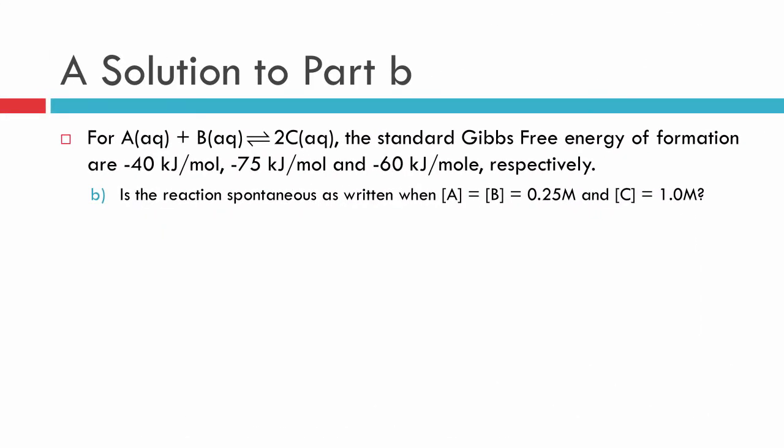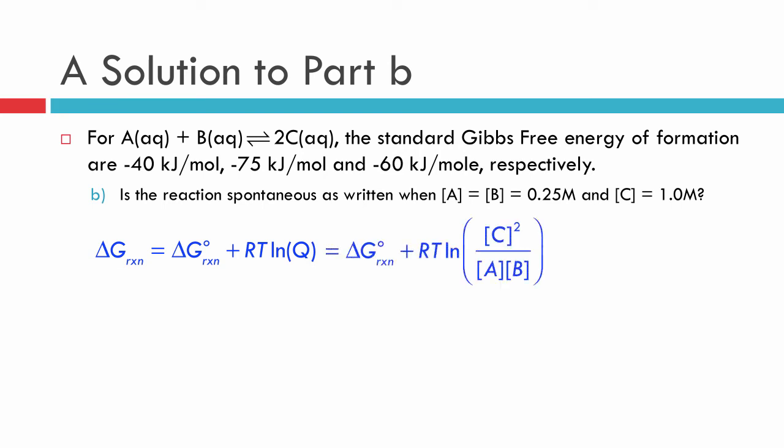But what if we weren't at standard conditions? What if our conditions were slightly different? What if we had 0.25 molar of our reactants and 1 molar of our product instead of having 1 molar of everything? Well, now we have to use our equation that delta G is equal to delta G naught plus RT natural log of Q.